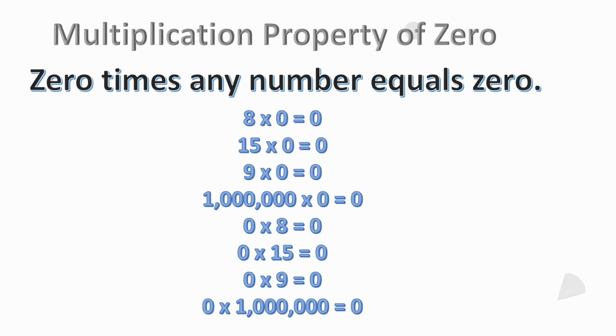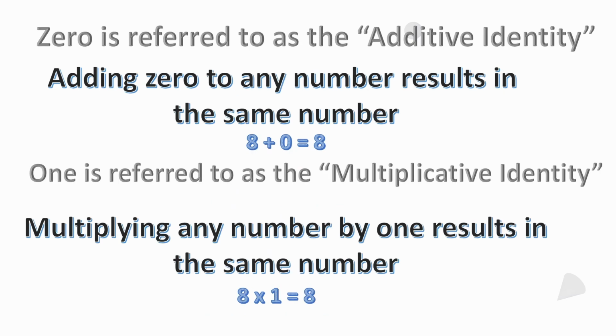Now, there's the multiplication property of 0, which means 0 times any number equals 0. So 8 times 0 is 0, 15 times 0 is 0, 9 times 0 is 0, 1 million times 0 is still 0. And the reverse is true. 0 times 8 is 0, 0 times 15 is 0, 0 times anything is 0. 0 times a million is still 0.